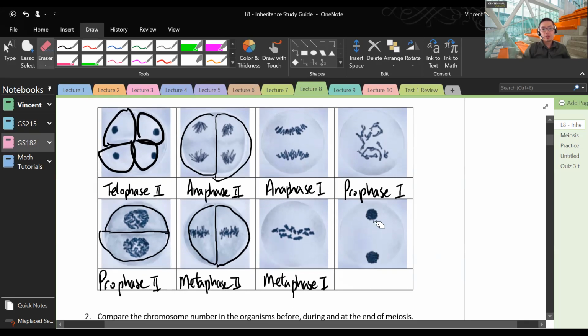And this last one here, you can see the 2 separate nuclei. Right? Not very clear that it is separating yet, but it probably will soon be happening. So that is going to be telophase number 1. Okay, it's just before the cytokinesis. All right.